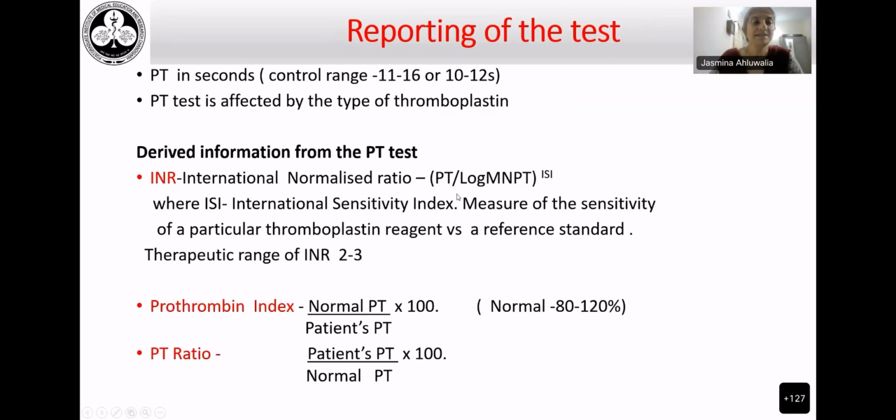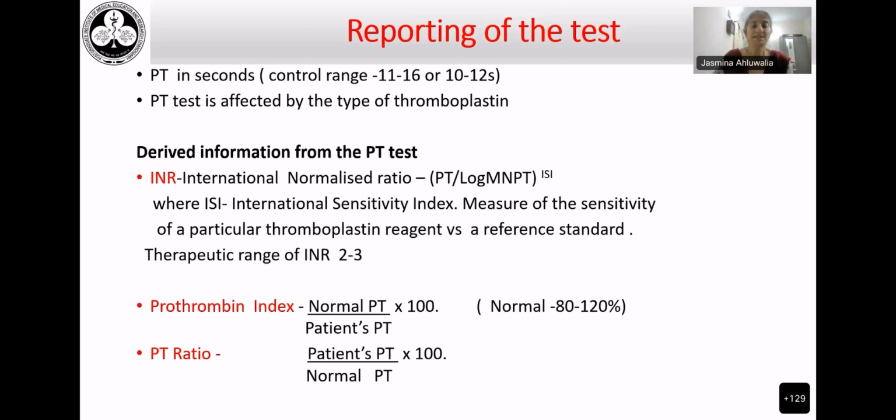How do we report the test? The PT is reported in seconds. A normal reference range depends on the kind of thromboplastin we are using. It usually sits between 11 and 16 seconds or 10 and 12 seconds. We can use the information that we get from the PT test for finding out the INR. Now, the INR is the international normalized ratio, which is the ratio of the patient's PT to the log mean normal PT raised to the ISI.